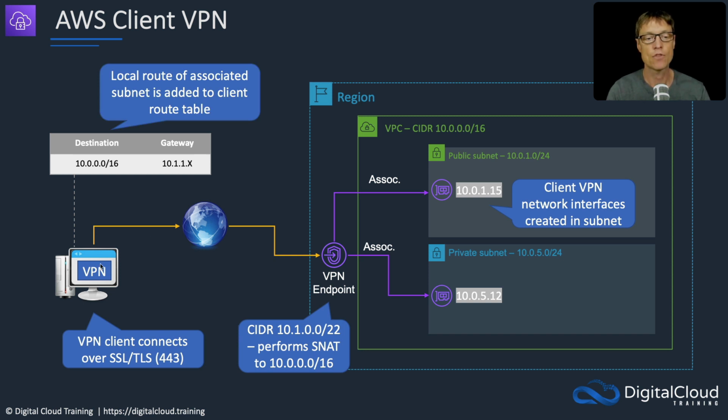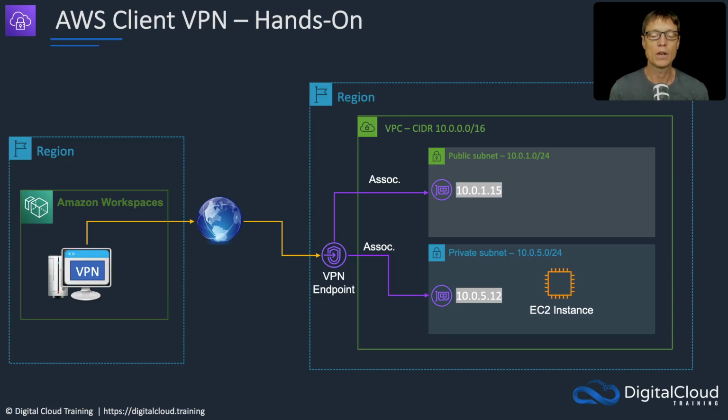Again, this is an encrypted connection over the internet from your computer. So your computer is then able to communicate using private IP addresses over to your instances in your subnets within your VPC. So that's how it all works. We're going to set this up using a Windows client on Amazon WorkSpaces and a VPN endpoint.